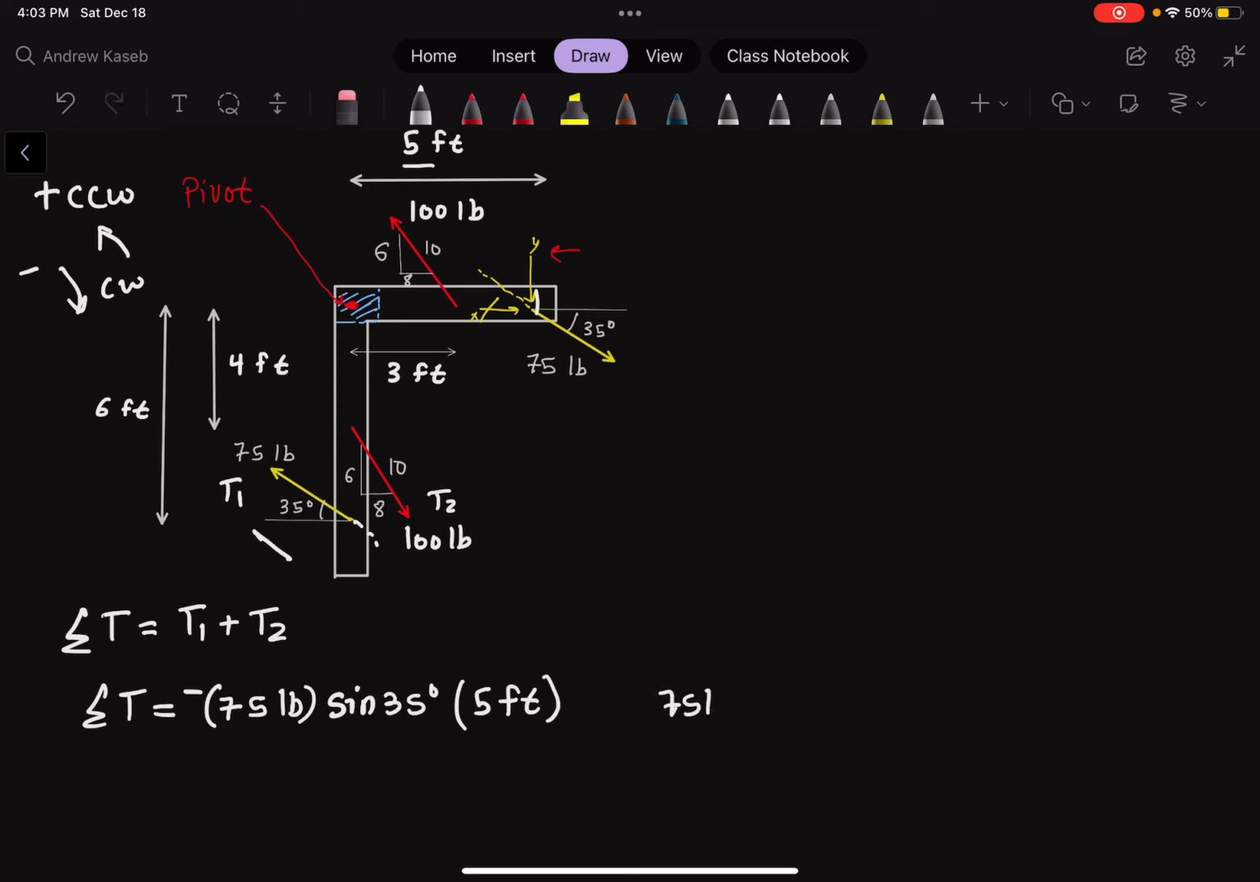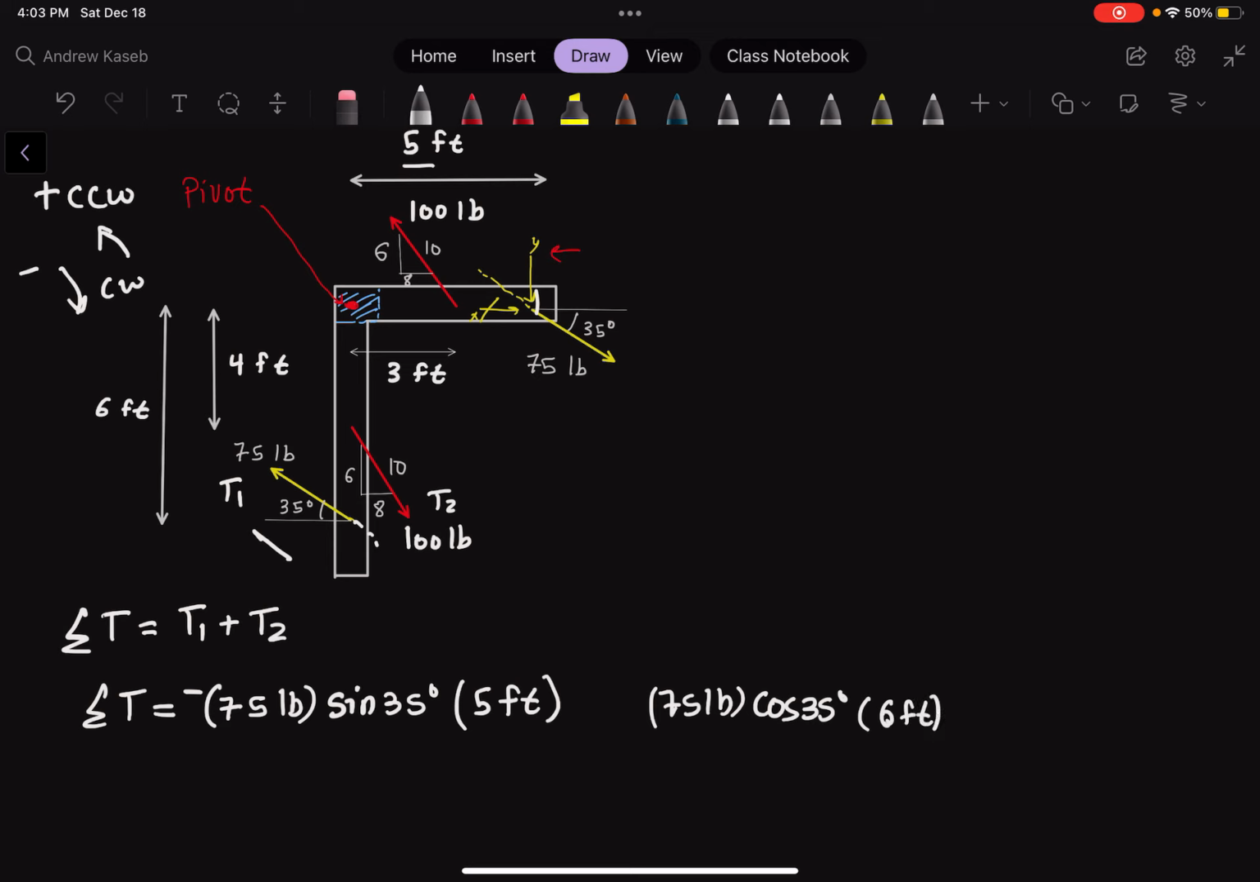75 LP cos 35. So now first you gotta see the distance between the x component and the pivot point. So you can see that it will be 6, because if you were to draw the force right here, you can see the distance from here to the pivot point is 6 feet. So this times 6 feet.